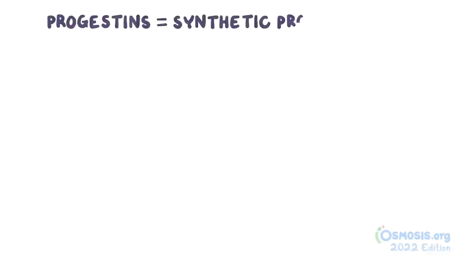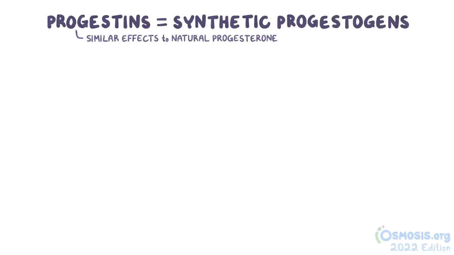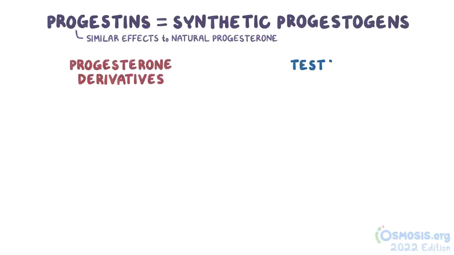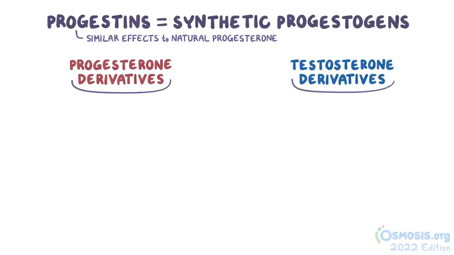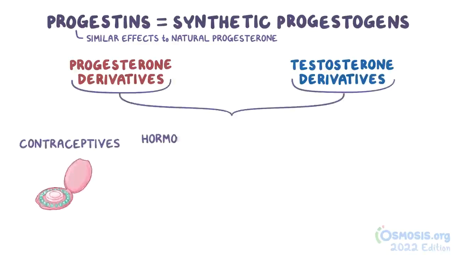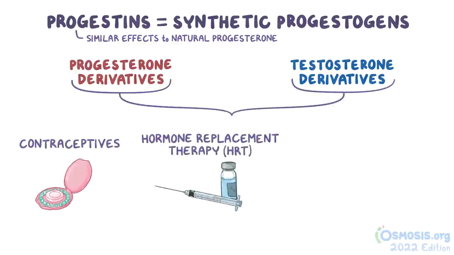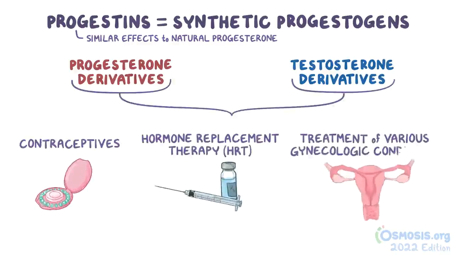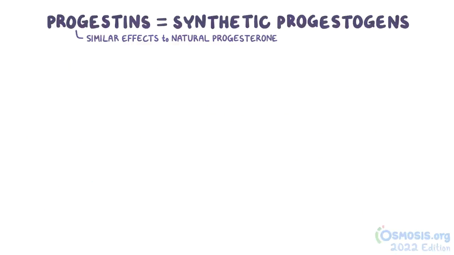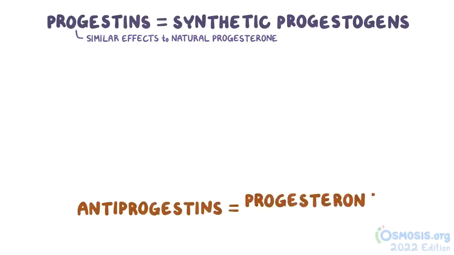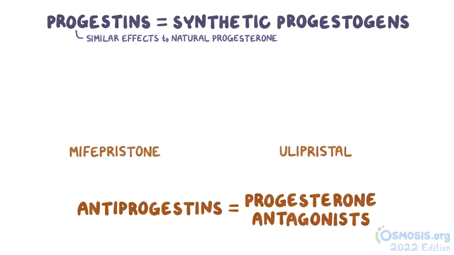Progestins are a group of synthetic progestogens that have similar effects to those of natural progesterone. They can be divided into two categories, the progesterone derivatives and the testosterone derivatives. They are mainly used as contraceptives, in hormone replacement therapy or HRT, and in the treatment of various gynecologic conditions. Now, antiprogestins act as progesterone antagonists and include mifepristone and ulipristal. Mifepristone is used for medical abortion, while ulipristal is used as an emergency contraceptive.